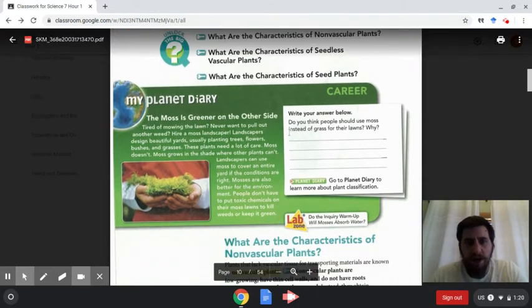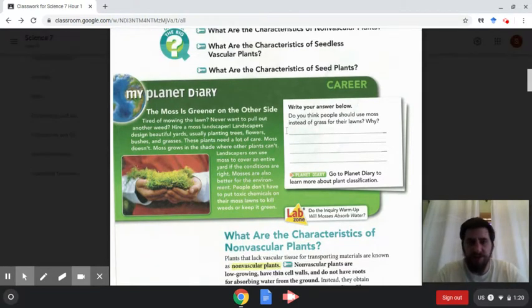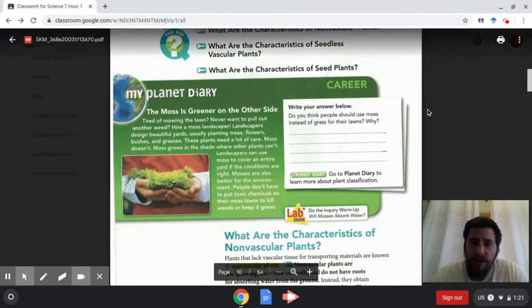So my planetarium. The moss is greener on the other side. Tired of mowing the lawn? Never want to pull out another weed? Hire a moss landscaper. Landscapers design beautiful yards, usually planting trees, flowers, bushes, and grasses. These plants need a lot of care. Moss doesn't. Moss grows in the shade where other plants can't. Landscapers can use moss to cover an entire yard if the conditions are right. Mosses are also better for the environment. People don't have to put toxic chemicals on their moss lawns to kill weeds or keep it green. Do you think people should use moss instead of grass for their lawns? And why?